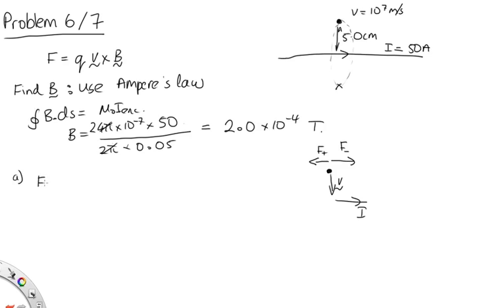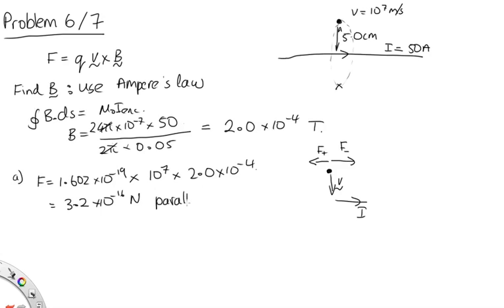Let's work out the magnitude. F, v and B are perpendicular, so when we do sine theta, we do sine 90 and we get 1. So the charge is 1.602 times 10^-19. The negative is going into this direction. The velocity is given by 10^7, and the magnetic field is given by 2.0 times 10^-4. So solving that on the calculator, we end up with 3.2 times 10^-16 newtons, and this is parallel to the current in the wire.